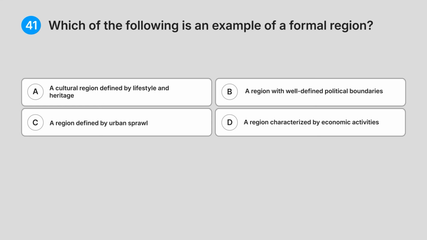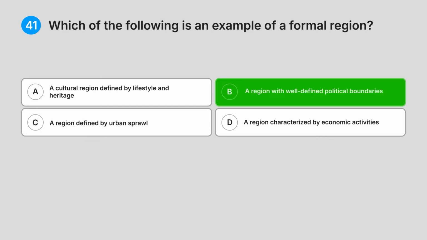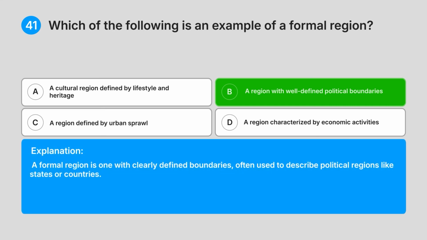A. A cultural region defined by lifestyle and heritage. B. A region with well-defined political boundaries. C. A region defined by urban sprawl. D. A region characterized by economic activities. Do you know the answer? Correct answer. B. A region with well-defined political boundaries. Explanation. A formal region is one with clearly defined boundaries, often used to describe political regions like states or countries.